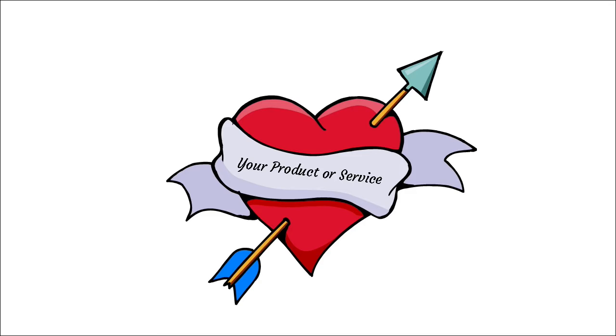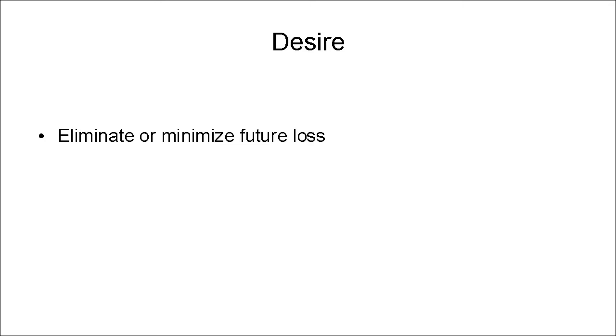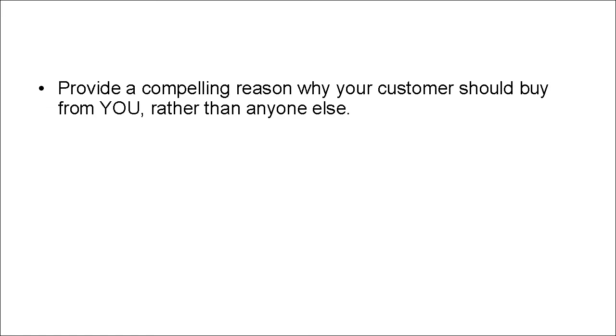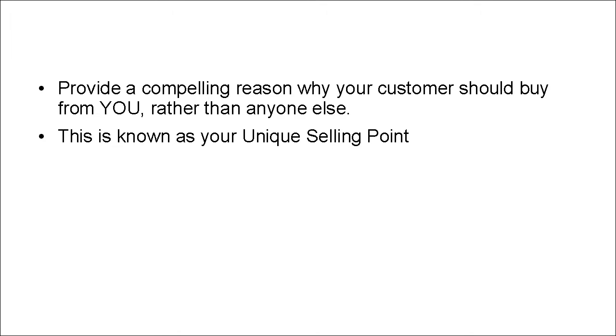And this leads naturally into forming the desire for the product. Once they have an idea as to what's in it for them, then they're going to start to desire your product or your service. Now, there are several types of desires that you can stimulate in your copy. You can stimulate the desire to eliminate or minimize a future loss, or to gain something. And what you should do is provide a compelling reason why the customer should buy from you rather than from anybody else. And this is known as your unique selling point, which is often referred to as a USP.